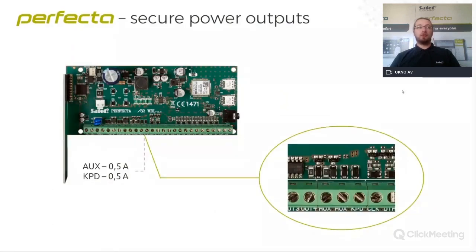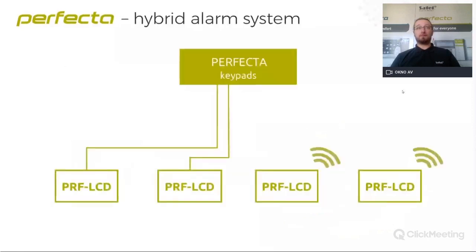About the power supply, there are 2 types of outputs in there. You have KPD for power supply for the keypads, wired keypads of course, and expanders. But you also have AUX output. There are 2 outputs like this, but they are connected to each other, and that gives you a power supply for any kind of detectors and other devices. Both of them give you 0.5 ampere, so you can use them as the power supply for devices connected to the board.